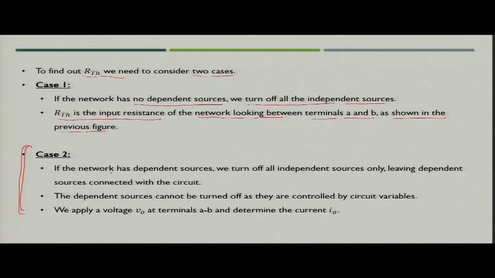What is case 2? In case the network has dependent sources, we cannot turn off the dependent source because it depends upon some circuit variable. So, we will keep the dependent source connected in the circuit, while we turn off all the independent sources only. And since the dependent sources cannot be turned off because they are controlled by the circuit variables, we will keep them in the circuit and we will apply a voltage, that is V naught, at the terminals A B and determine the current I naught.